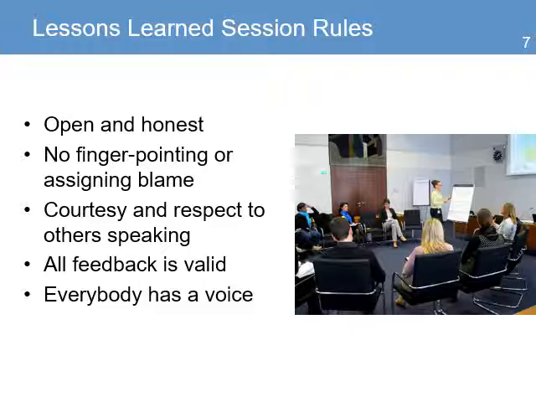Make sure that everybody understands that there must be courtesy and respect while others are speaking so that everybody has a chance to speak. All feedback is valid. It doesn't matter if it is small or doesn't seem significant at the moment. Everything needs to be captured. Everybody has a voice, and the facilitator needs to make sure that everyone has an opportunity to speak, to raise their opinions, and share their experience of the project. When all participants have an opportunity to speak, they will all feel involved and motivated to contribute to the session.